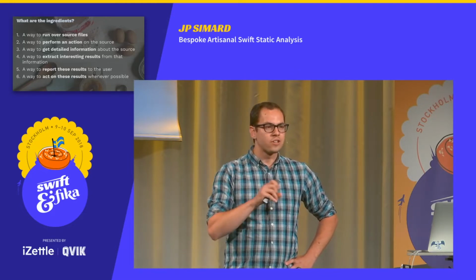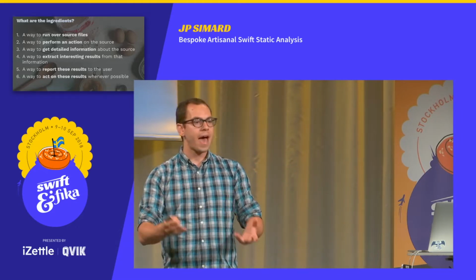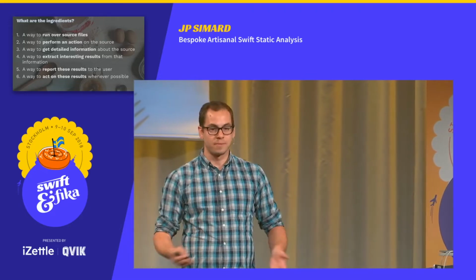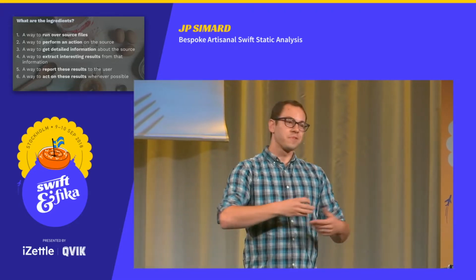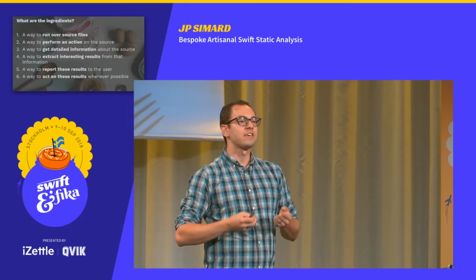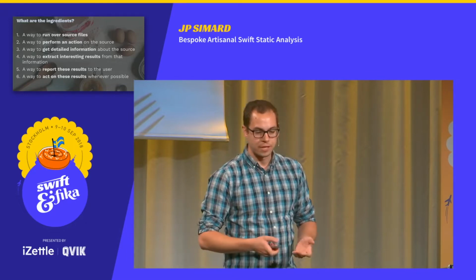We need a way to extract some of the interesting results that come back from this detailed information, right? Because you can have a ton of information. I mean, the Swift compiler writes a ton of files. It has all of this information, but if you can't act on it, if you can't translate that to something that's useful to the programmer, it's not very useful either.